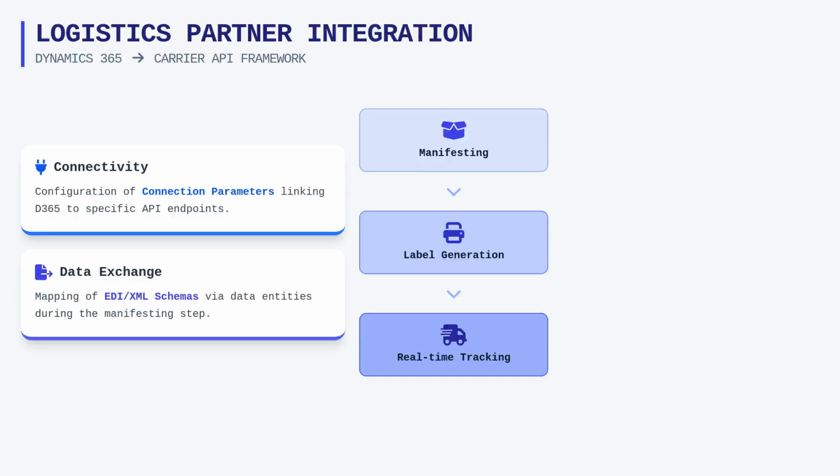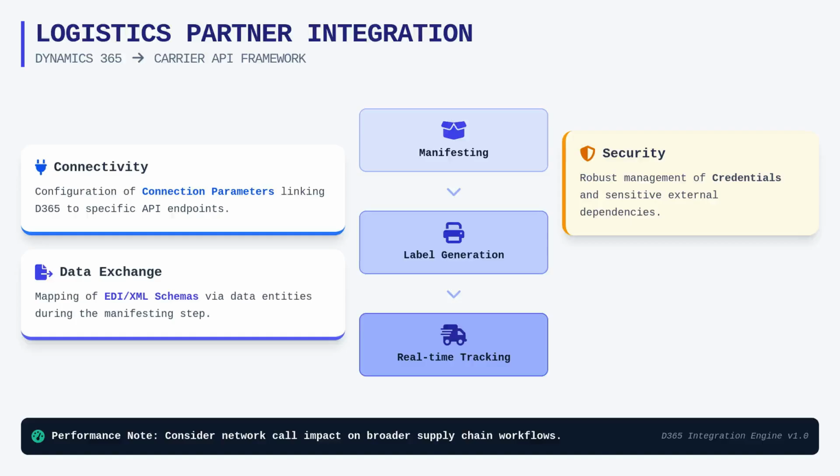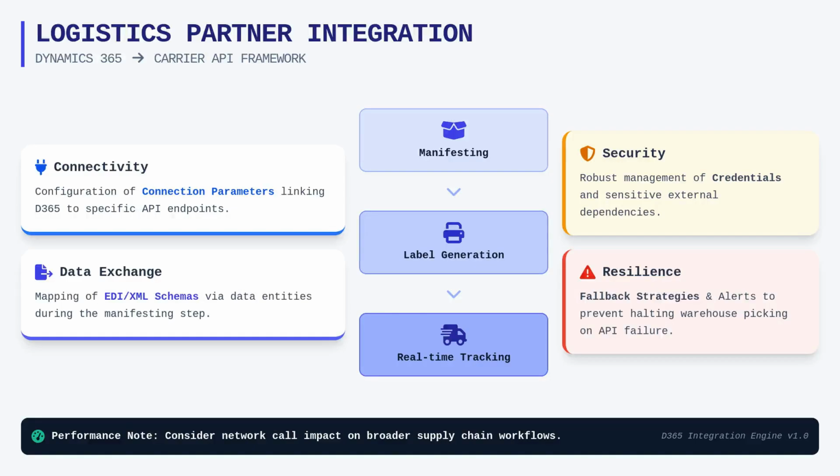It is important to treat these integrations as sensitive external dependencies, ensuring that credentials and communication protocols are robustly managed. Because you are dealing with real-time data, you must also consider the performance impact of these network calls on your broader supply chain workflows. If an API request fails, your system must possess the capability to capture that failure state and trigger an alert or a fallback strategy to avoid halting the warehouse picking process. Reliable integration hinges on the correct mapping of EDI or XML schema requirements, which the system handles through the exchange of data entities during the manifesting step.